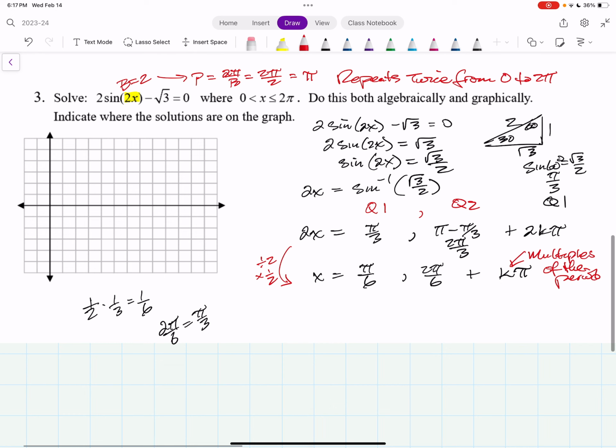Let's add multiples of the period. So we're going to add pi here, get another answer. We're going to add pi here, get another answer. And we're going to have 4 answers. So the other 2 solutions are pi plus pi/6, which is 7/6 pi.